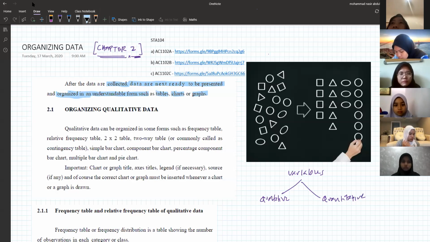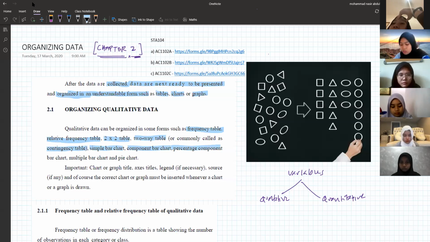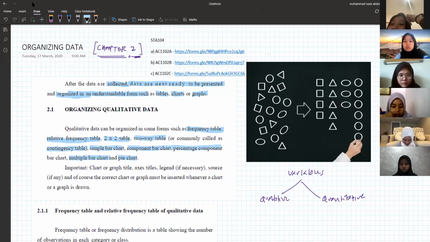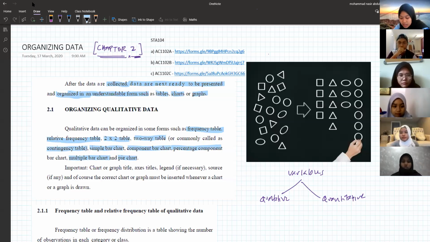So qualitative variable can be organized in some forms such as frequency table, relative frequency table, 2x2 table, or two-way table. 2x2 table or two-way table we know as a contingency table. And the charts that we can draw from qualitative variable data are simple bar chart, component bar chart, percentage component bar chart, multiple bar chart, and pie chart. This is a common graphical method to cater qualitative data, right?